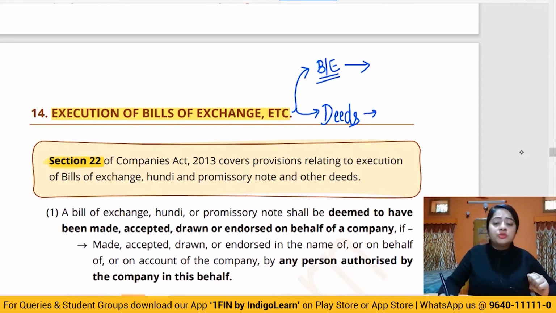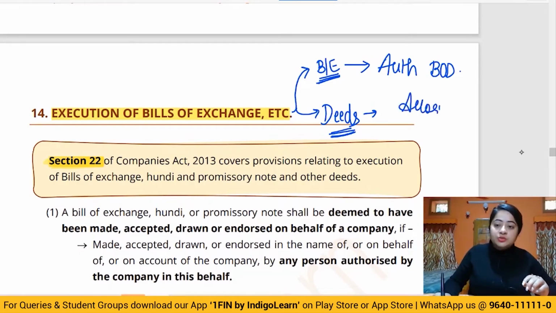If bills of exchange, promissory notes are executed, accepted, drawn, endorsed from the side of the company, then any person who is authorized by the board of directors, that person is going to sign on these instruments on behalf of the company to basically hold the company liable on these instruments. Now, what about the deeds? In case of deeds also, the board of directors are going to authorize an attorney to execute these deeds. Okay, so here in this case, an attorney is going to be hired. The person is going to be authorized to execute these deeds, right?